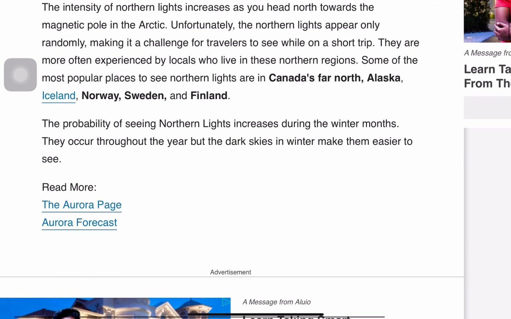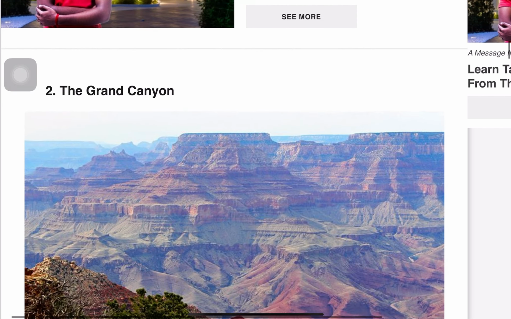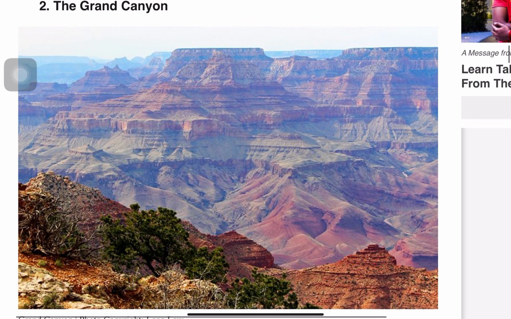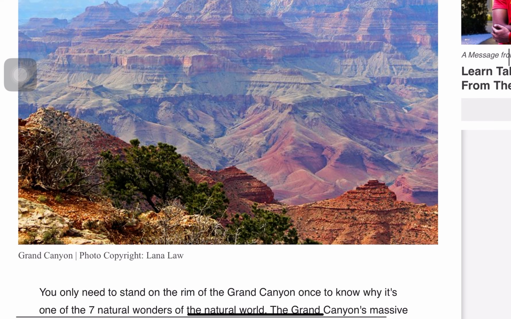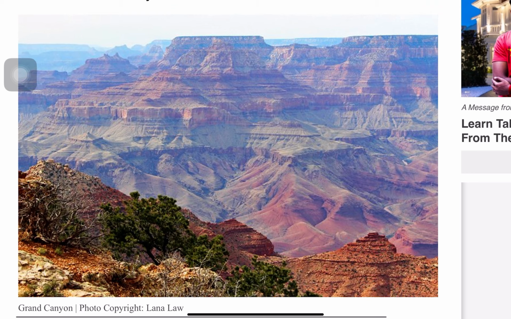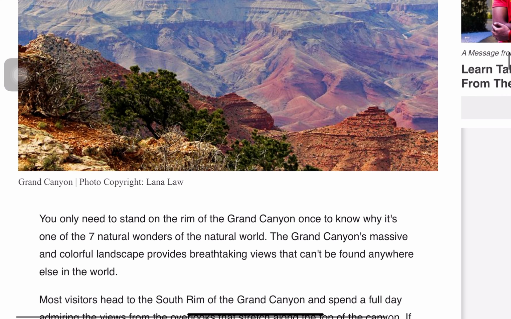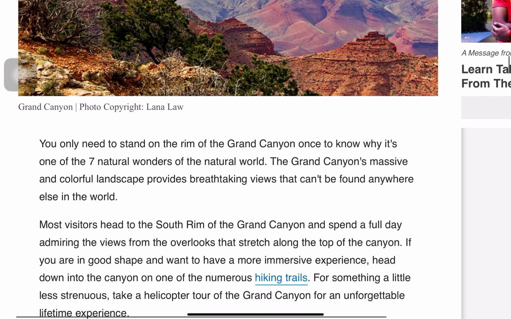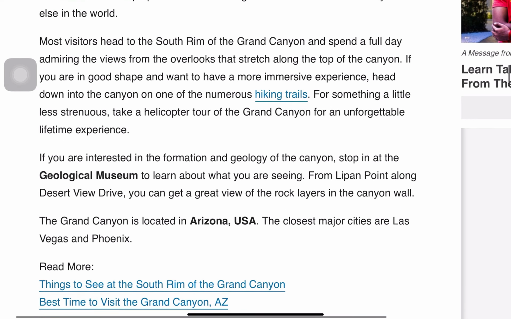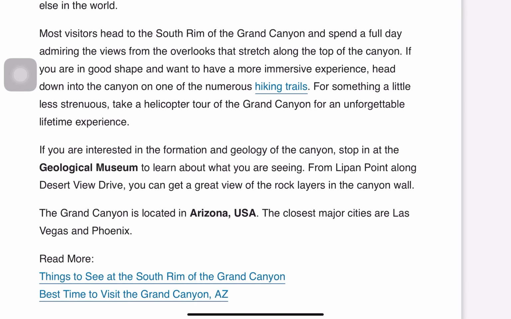And the second one, what do they have? We have the Grand Canyon. The Grand Canyon is very famous. Do you know where it is situated? It is situated in Arizona, USA.